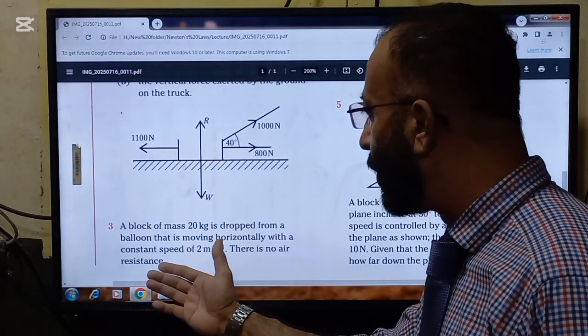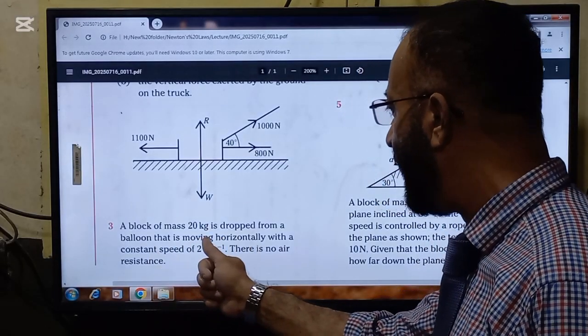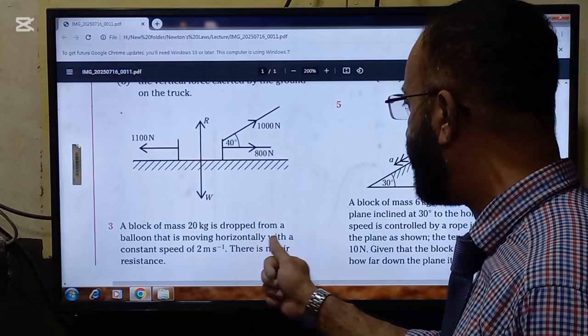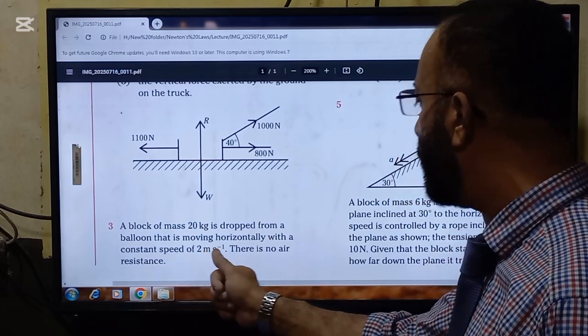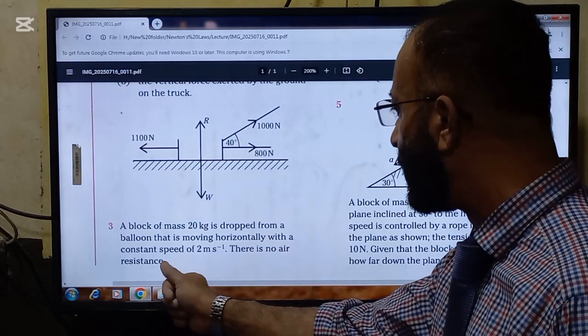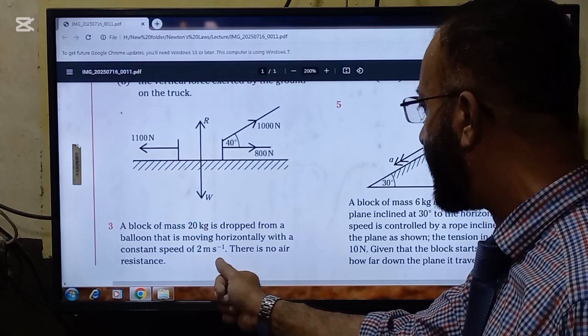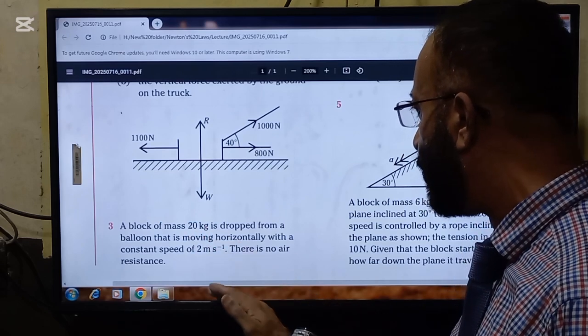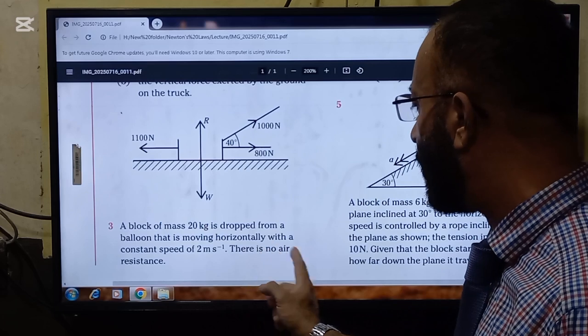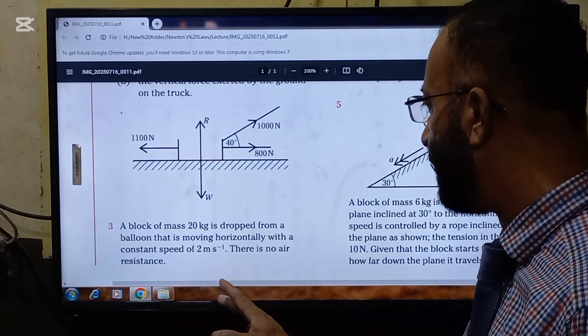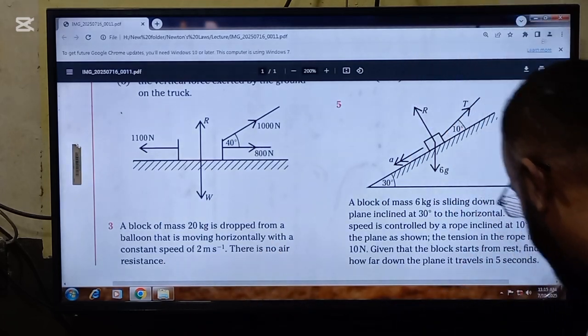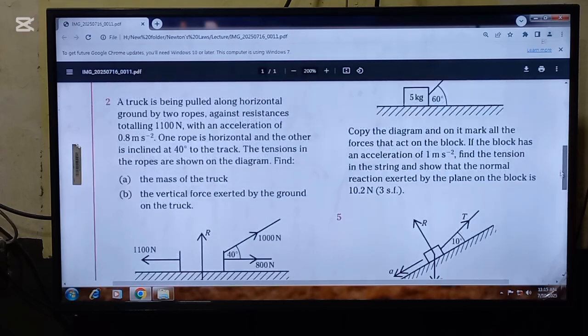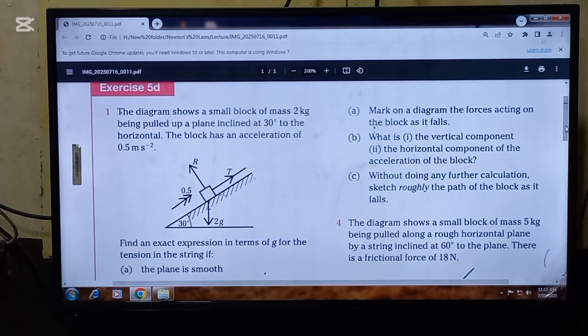Here is another important question. A block of mass 20 kg is dropped from a balloon that is moving horizontally with a constant speed of 2 meters per second. There is no air resistance. Okay, here are the requirements.